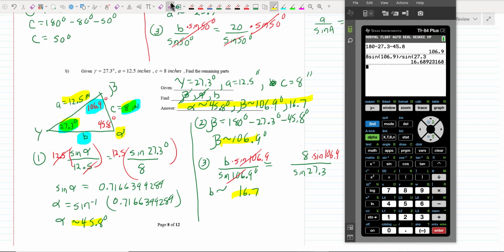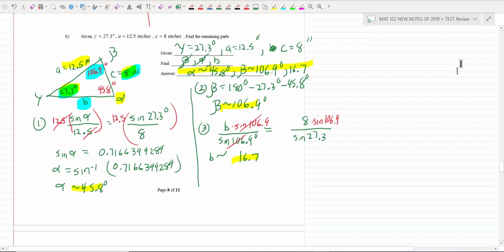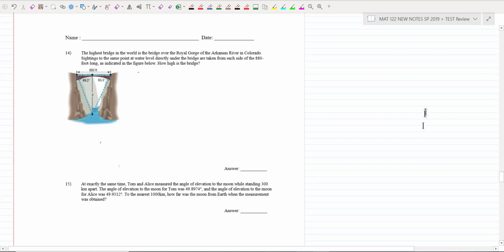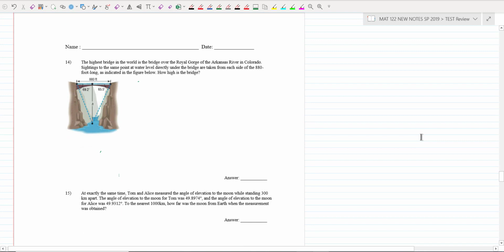You could check that by formulating the ratios around the triangle to show you're right, as well as showing you in the previous problem. So those are two typical law of sines problems. Now we're going to look at a couple of word problems that involve law of sines.